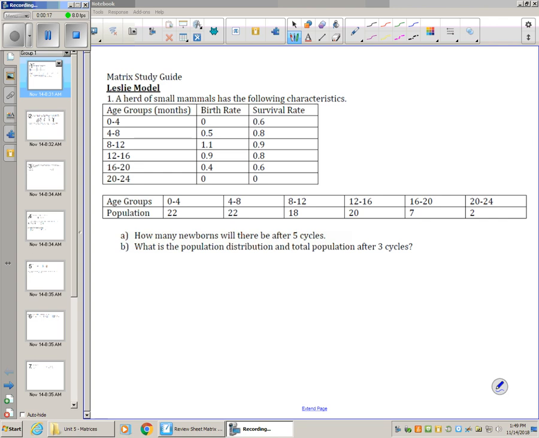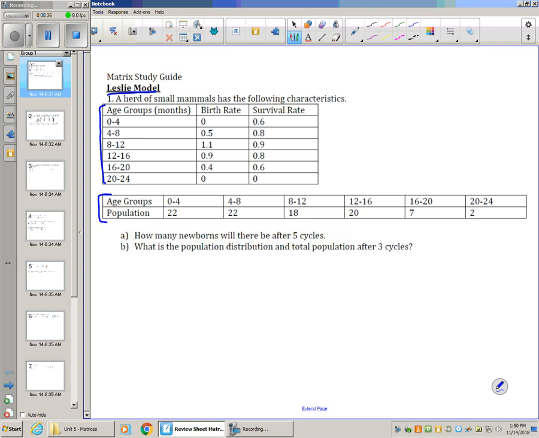Okay. So starting off with number one, we got the Leslie model. Okay, so this is a typical Leslie model question that you might run into. I will be giving you a chart that looks like this, or you might have to create one, but for the most part, just having a chart's good enough. And you'll be given the chart with the initial population in it.